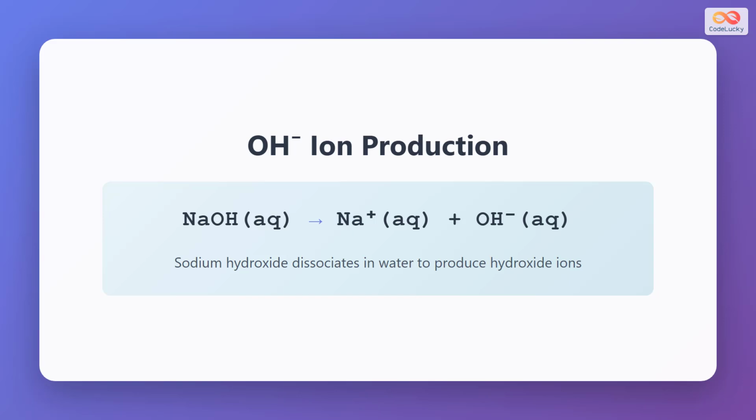Let's look at a concrete example of how bases produce hydroxide ions. When sodium hydroxide, NaOH, dissolves in water, it dissociates completely into sodium ions, Na+, and hydroxide ions, OH-. This dissociation is what makes sodium hydroxide a strong base. The hydroxide ions released into solution are responsible for the basic properties of the solution.